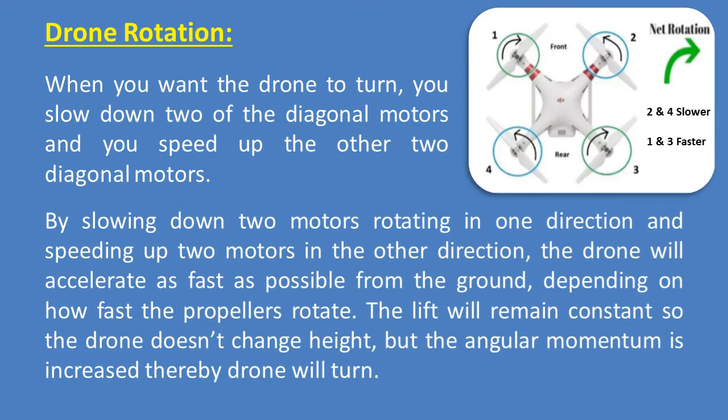By slowing down two motors rotating in one direction and speeding up the motors in the other direction, the drone will accelerate as fast as possible from the ground depending on how fast the propellers rotate. The lift will remain constant, so the drone does not change height, but angular momentum is increased, thereby the drone will turn right.